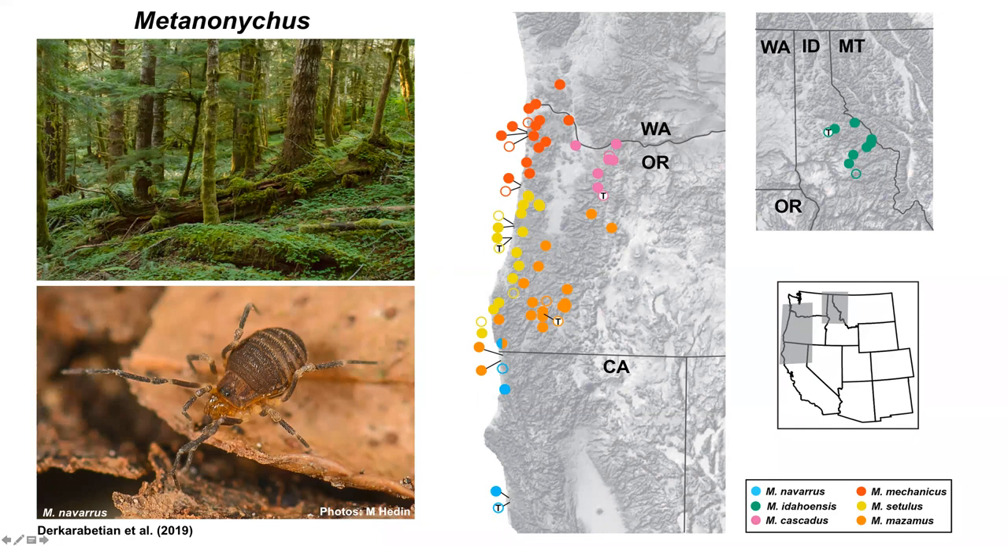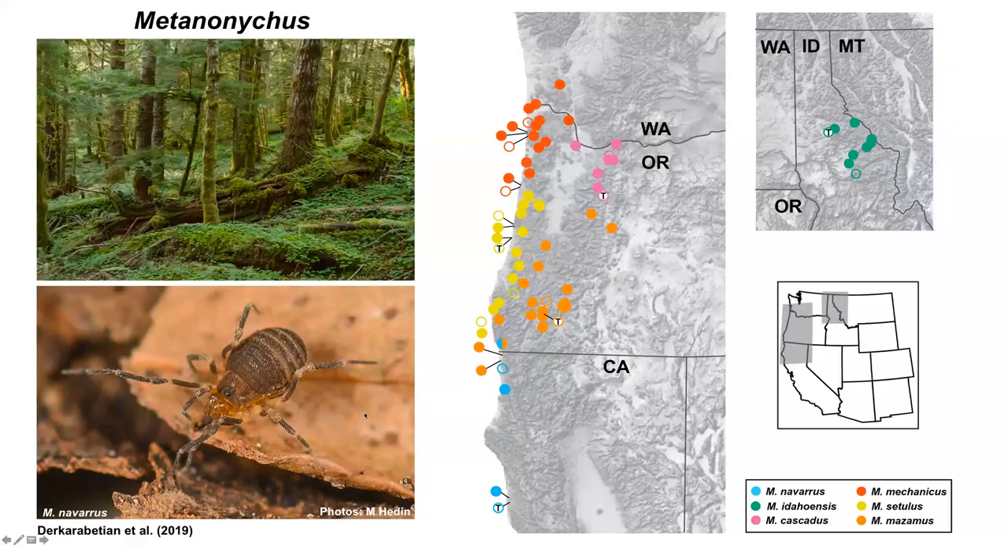So this genus is found in the beautiful Pacific Northwest. Before this work, there were only 2 species with a number of subspecies, and in Opiliones, subspecies don't really mean anything, in my opinion. So you can find them in these moist, temperate forests where they're associated with leaf litter and woody debris.